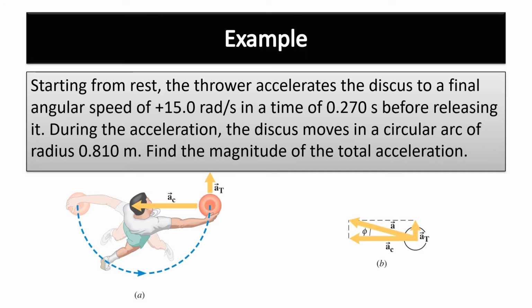All right, so let's do an example problem. It says, starting from rest, the thrower accelerates the discus to a final angular speed of positive 15 radians per second in a time of 0.270 seconds before releasing it. During the acceleration, the discus moves in a circular arc of radius 0.810 meters. Find the magnitude of the total acceleration. And if we have room, I'm going to find the direction as well, that angle phi.